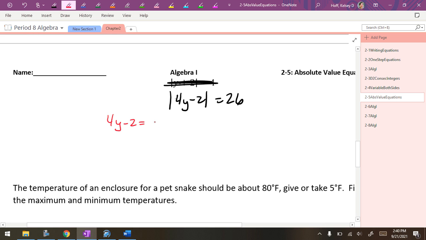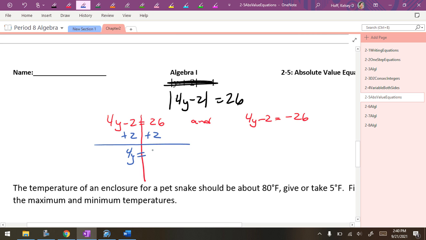Okay, so we split it. 4y minus 2 equals 26, and 4y minus 2 equals -26. Never change what's inside the absolute value. On the left, how do I solve? Add 2. 4y equals 28. Then divide by 4. y equals 7. On the right, add 2.